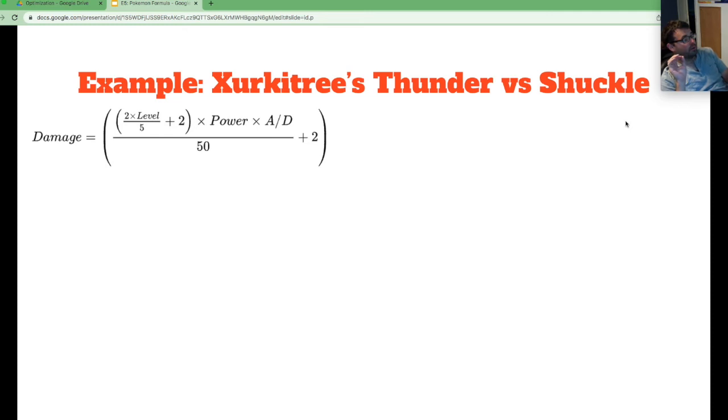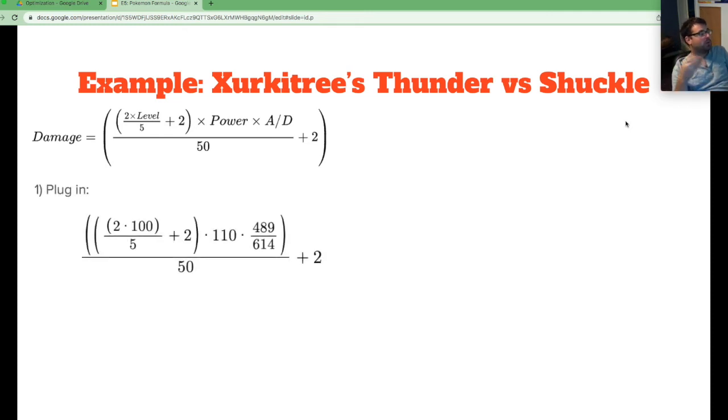So, let's start plugging in some values. We know that it's level 100. The power of Thunder is 110. 489 is the special attack stat of Xurkitree. Shuckle has a special defense of 614, and then we can start doing our order of operations that we all know and love from when we were in 4th grade all the way through middle school.